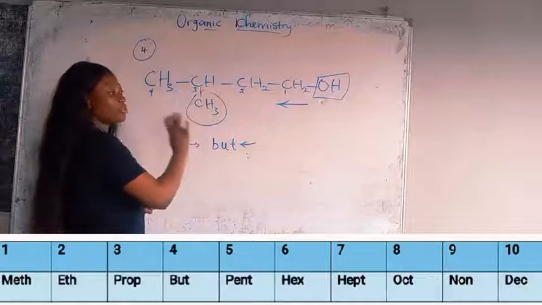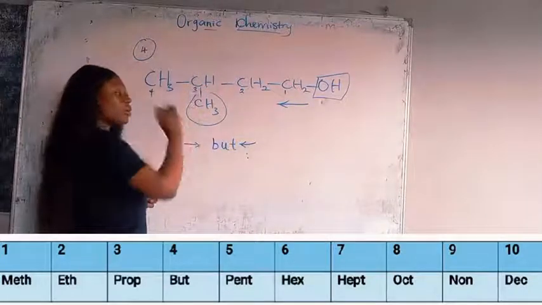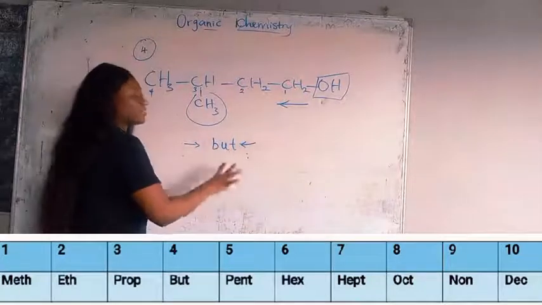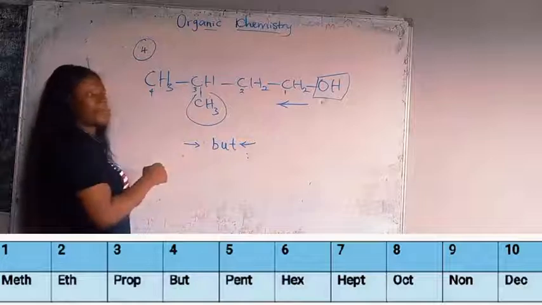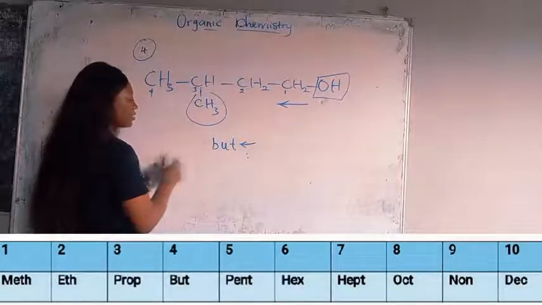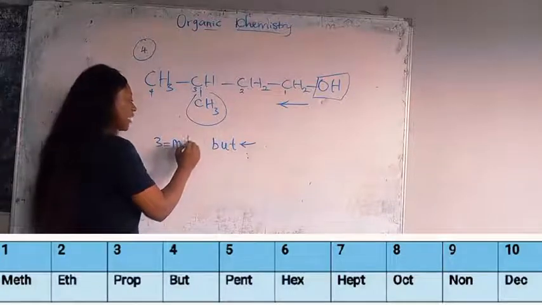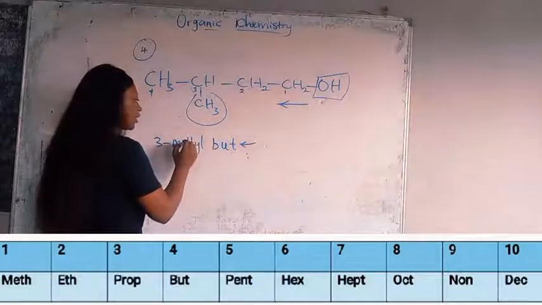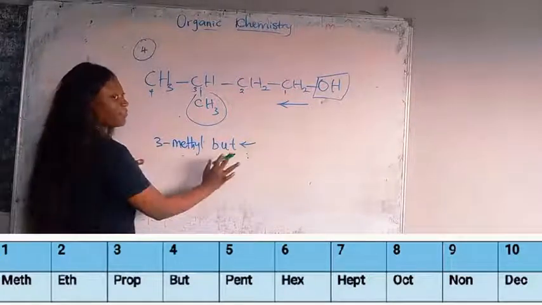For everything we do in organic chemistry, specification must be given, numbering must be considered, and names must be given properly. So in this case, this methyl is on carbon number 3. So the prefix will be of this sort: 3-methyl. So we have gotten the prefix.